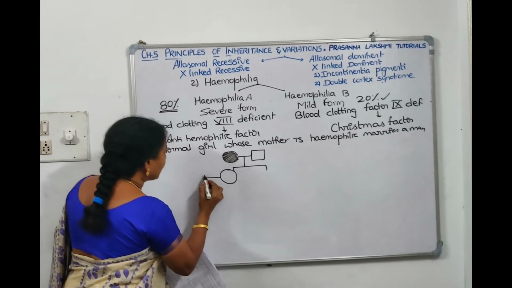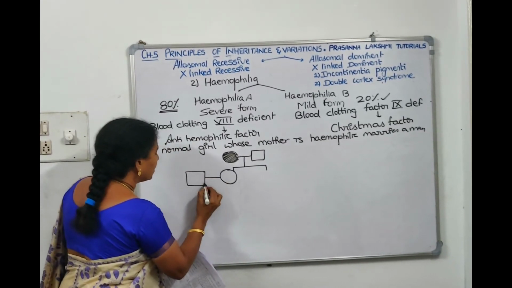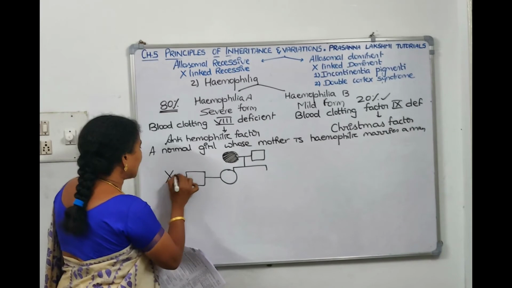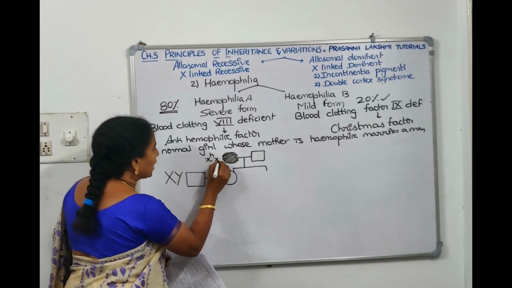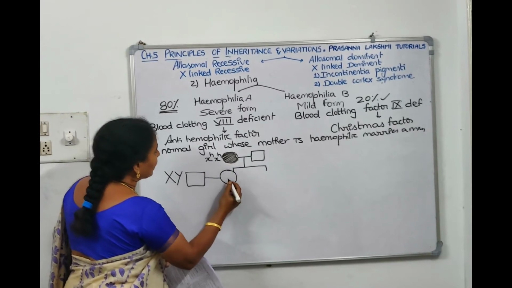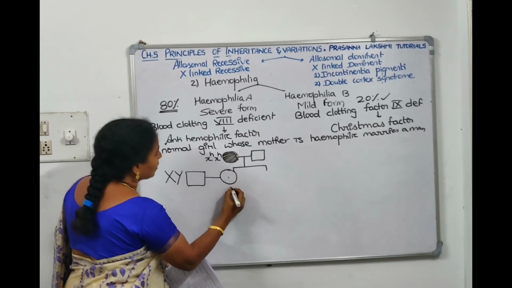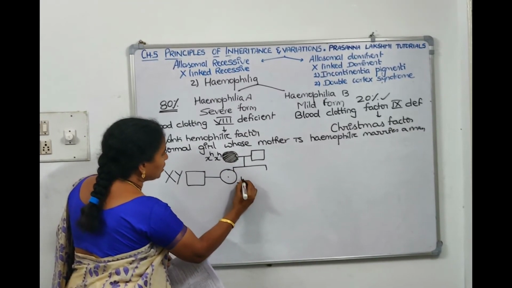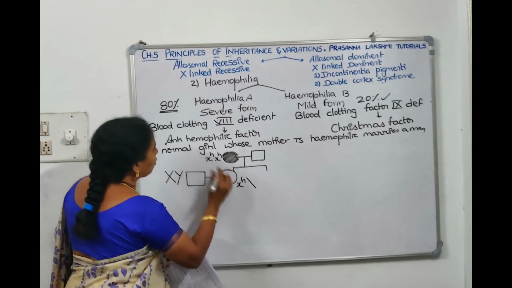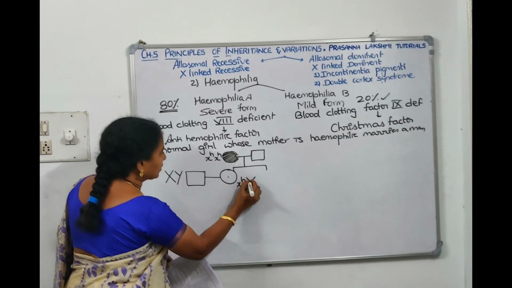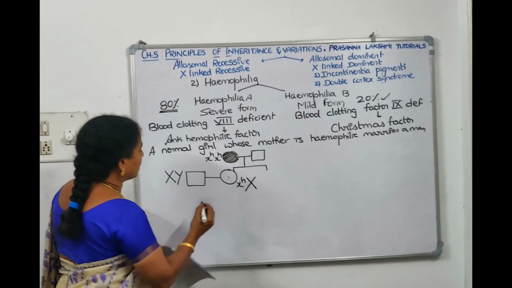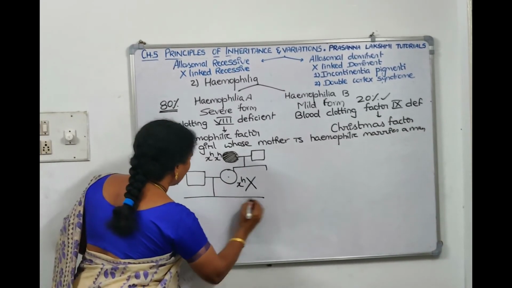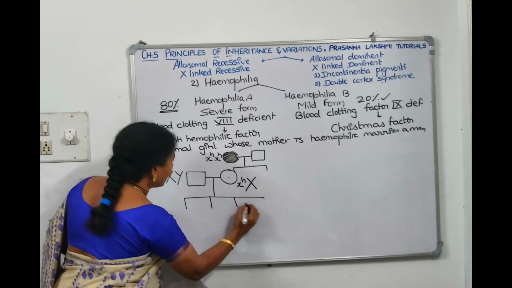Then she marries a man. He is normal, means X and Y chromosome. The mother is hemophilic, means XH XH. Now the mother will give one, that means she is a carrier, she has the XH gene. Since they told normal girl, she has a normal X. So they are asking what percentage of offspring will have the disease. 2 sons and 2 daughters.